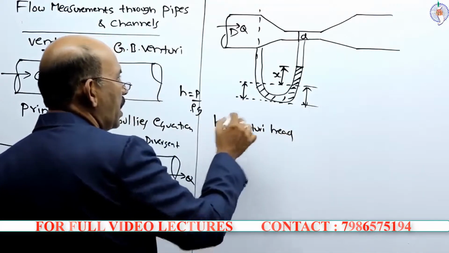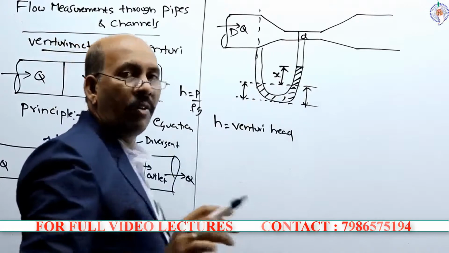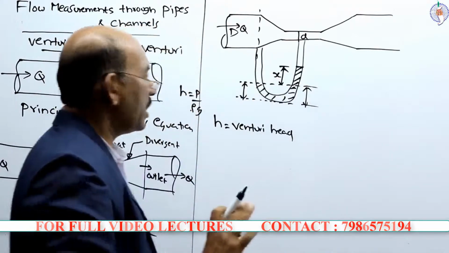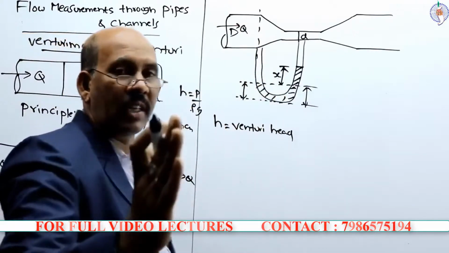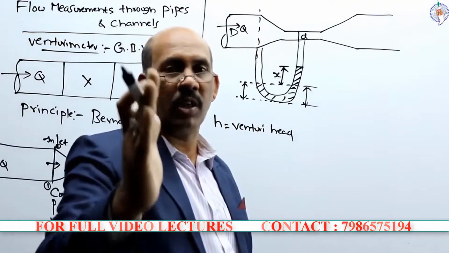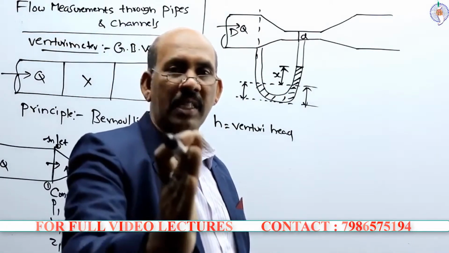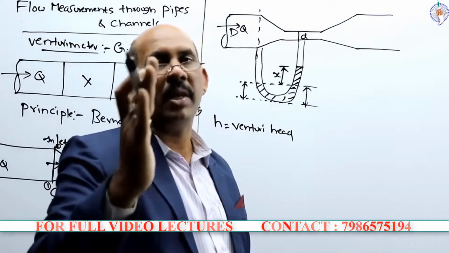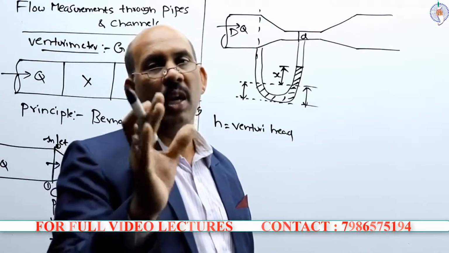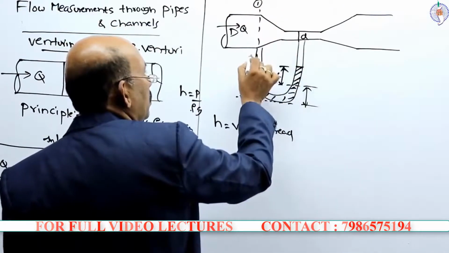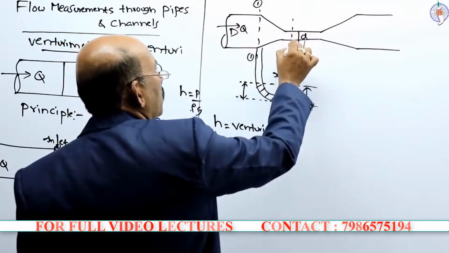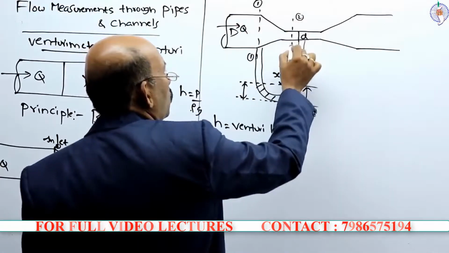So this H can be calculated using the value of X by applying Bernoulli's equation, and Bernoulli's equation states that the total energy remains constant. That means the energy at section 1 is the same as the energy at section 2, neglecting the losses between these two sections. This is section 1, this is section 2.